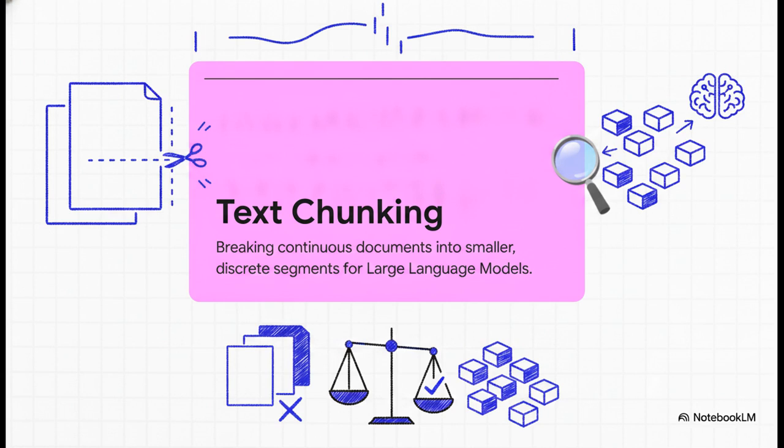That's text chunking, the crucial pre-processing step of breaking a continuous document into smaller, discrete segments before embedding them for large language models. You literally can't just feed a 100-page manual into an embedding model all at once. You have to chunk it. But how you choose to cut that text changes absolutely everything.